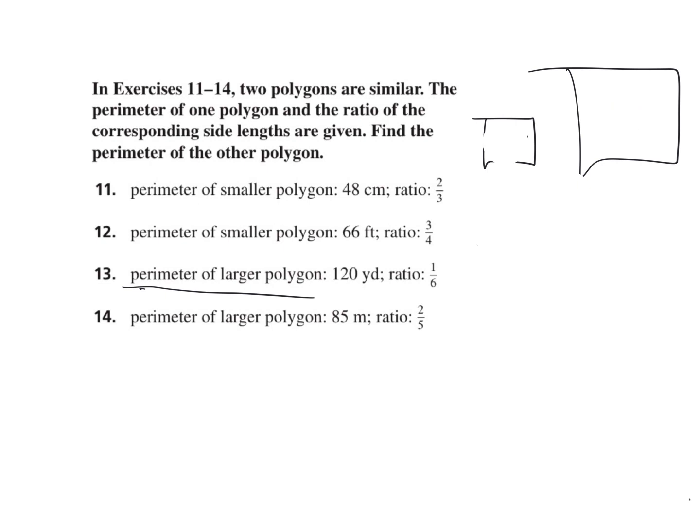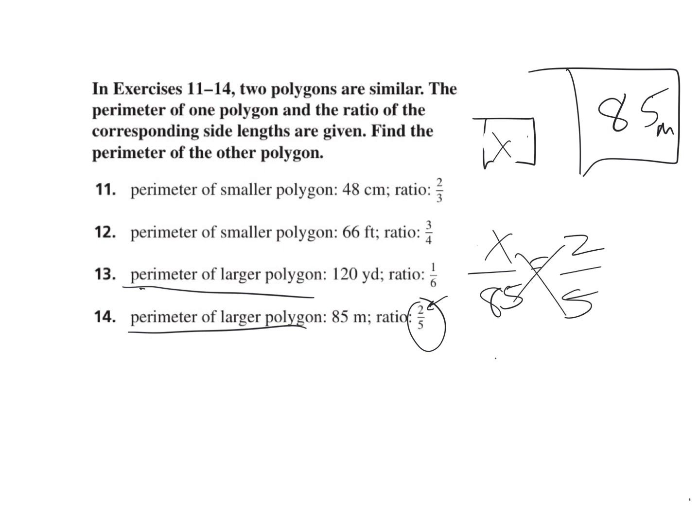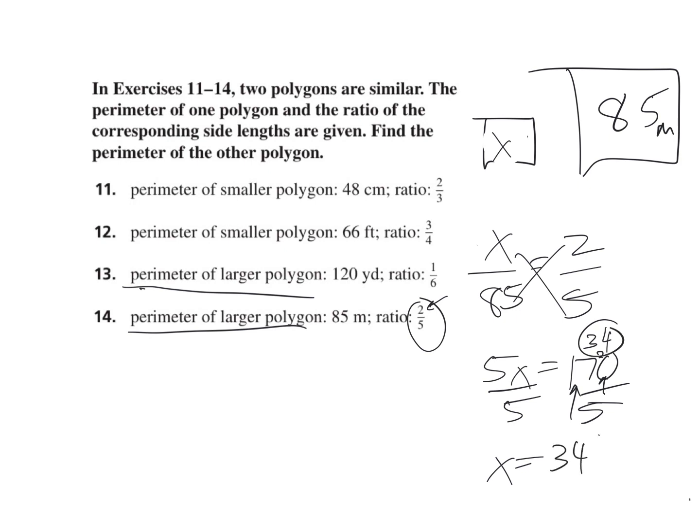So number 14, the perimeter of the larger polygon is 85 meters. We haven't been putting the units on, so we should probably do that. And the ratio is 2 to 5. So again, since the smaller number's on top here, we'll put the smaller perimeter on top. So x is to 85 as the ratio of the lengths of the sides is 2 to 5. Cross multiply, so 5x is equal to 170. Divide by 5. Again, you should be able to do this. 5 goes into 17 3 times with a remainder of 2. 5 then goes into 20 4 times. So 170 divided by 5 is 34. Learn how to do that. Okay, those are the answers for that.